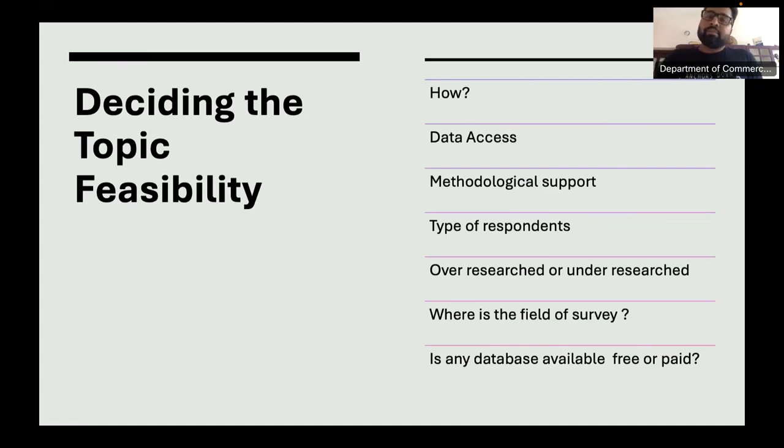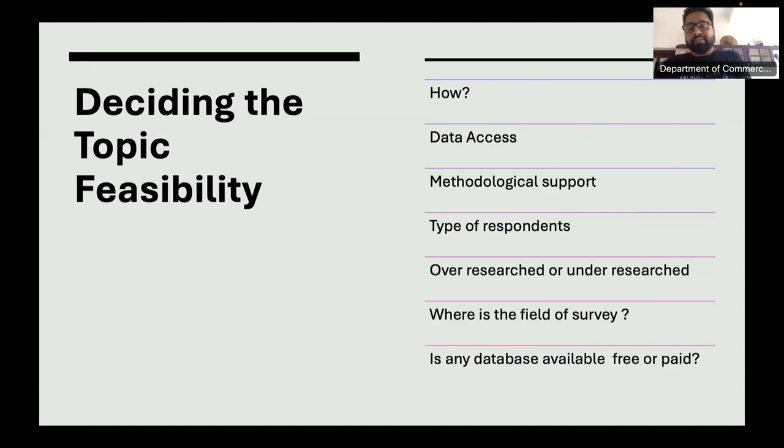So if the research is already done by many people, the same topic, same objective has been done, then there is no scope for further research. So you can check the novelty of the topic and novelty of the findings. That novelty is very essential for research. Then where is the field of survey, like if you're doing a project, your field of survey is abroad, then you have to have funds to travel and collect data. If your project is a local one, you just go to the local area.